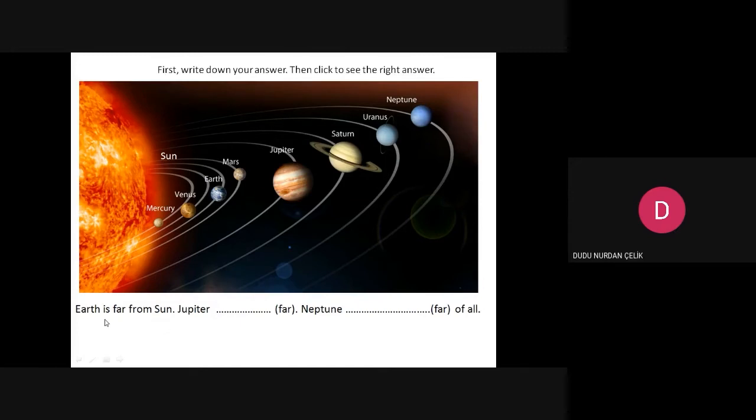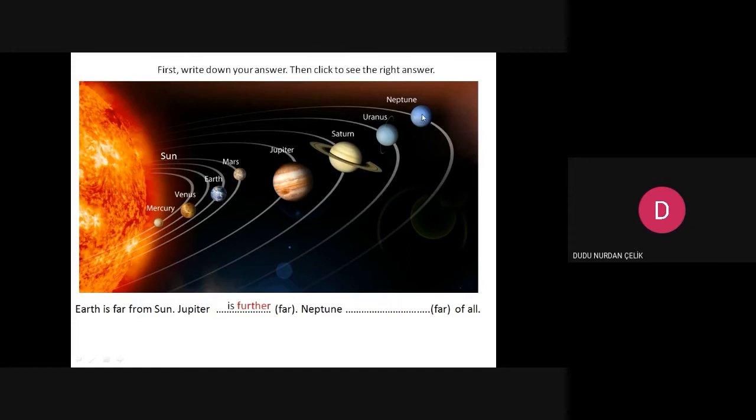Okay, let's say now. Earth is far from the Sun. It's far. Look, Mercury is close. Venus is close. Earth is far, we can say. But Jupiter, look, Jupiter is after Mars. So we can say Jupiter is further. Earth is far, but Jupiter is further.